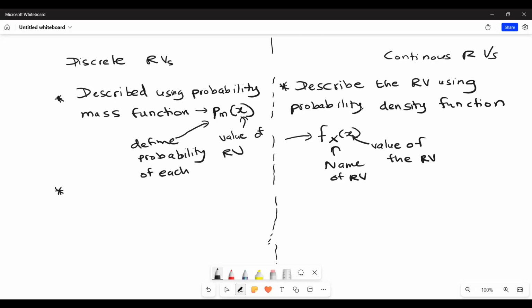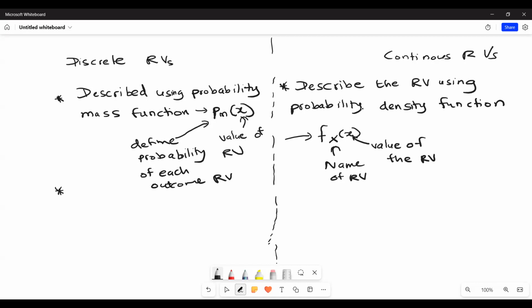of each outcome of the random variable, right? There are different outcomes that the random variable can take. So for the probability of each outcome of the random variable, we use this probability mass function and the probability density function to define the probability values.